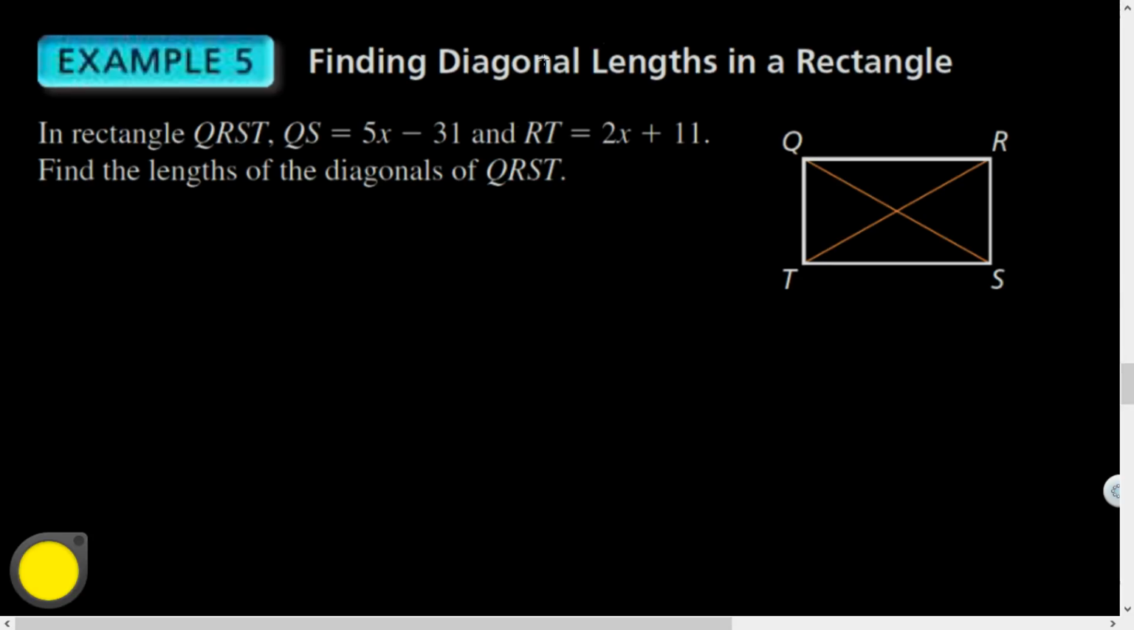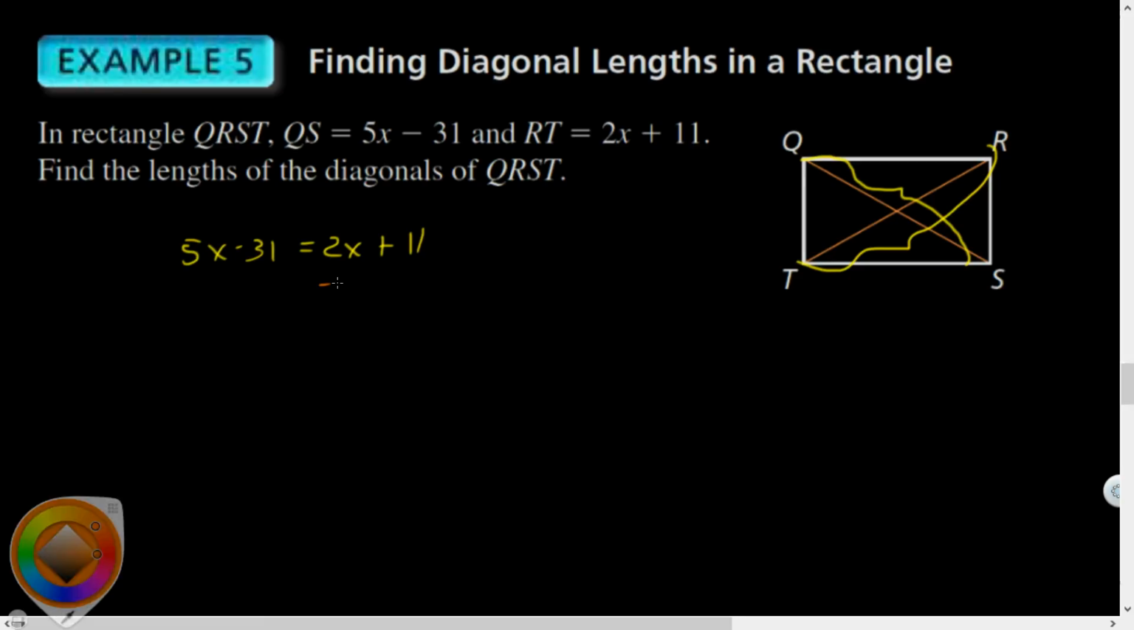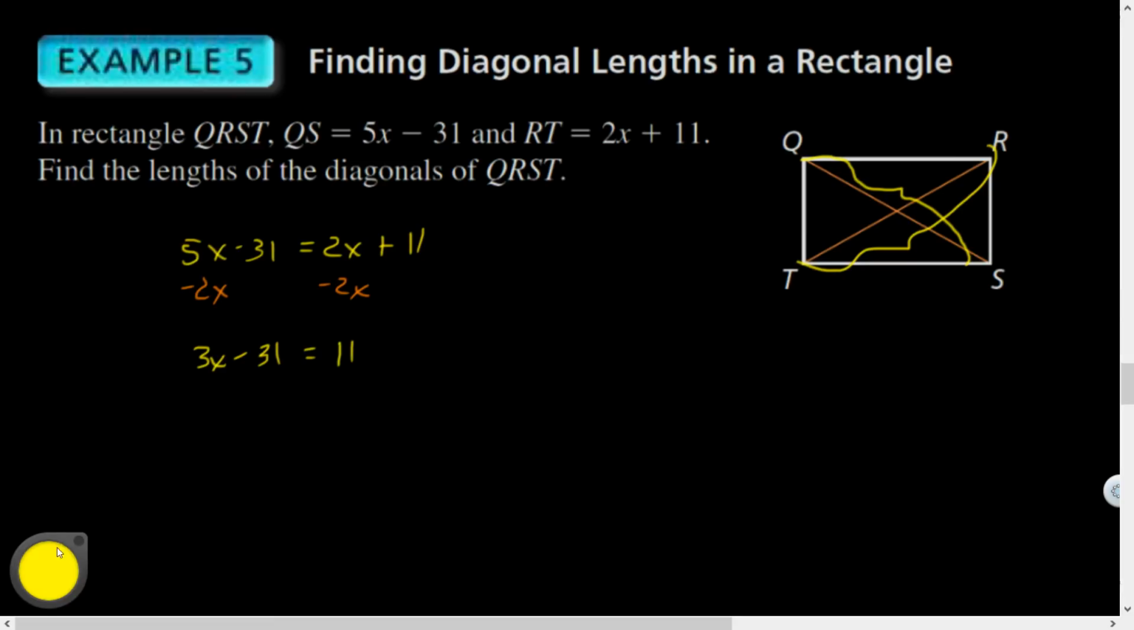All right, finding diagonal lengths in this rectangle. Find the lengths of the diagonals. What could I do? Well, I know that these two diagonals are going to be congruent to each other, and therefore 5x minus 31, it's the same as it always is, friends. Same idea. You guys are algebra experts, algebraticians. 3x minus 31 equals 11.